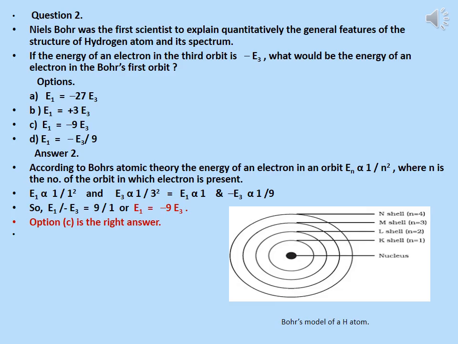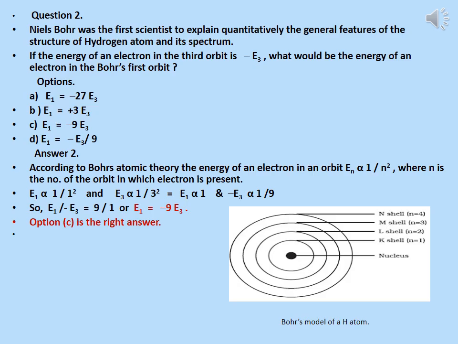Now, what are these orbits? Orbits, according to Bohr's model of an atom, are the circular paths which the electron takes while moving around the centrally placed nucleus. So the circular paths are labeled as K shell, L shell, M shell, N shell, etc. For K shell, the n value, the number of the orbit, is 1. Similarly, for the L shell, it's 2, then M shell, it's 3, etc.